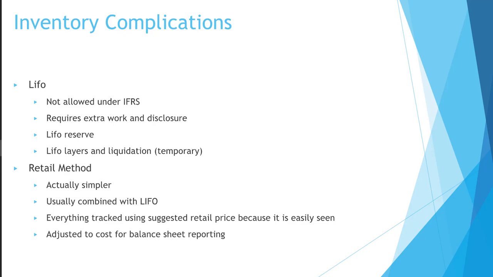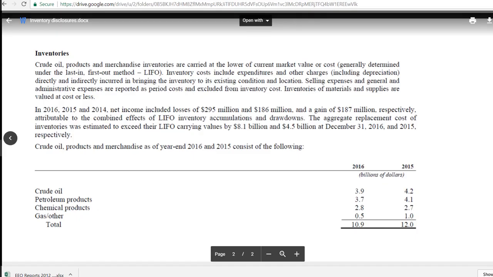It is not allowed under IFRS, or International Financial Reporting Standards. U.S. GAAP is the only place that it is currently allowed. It requires extra work and disclosure. One of the things that you must disclose is the LIFO reserve. LIFO reserve is the difference between your inventory calculated using LIFO and your inventory calculated using FIFO. So that means you essentially have to have your inventory done both ways, twice as much work, roughly.